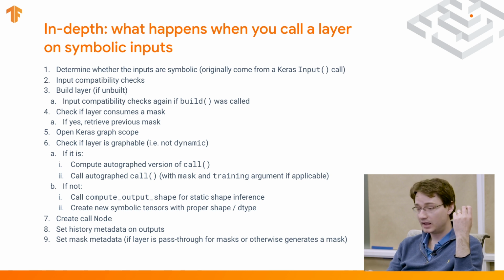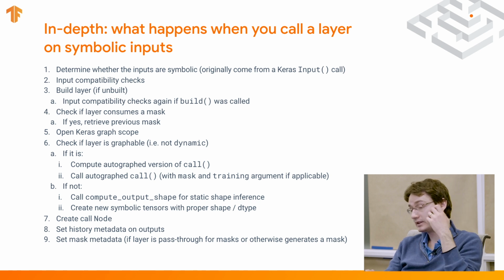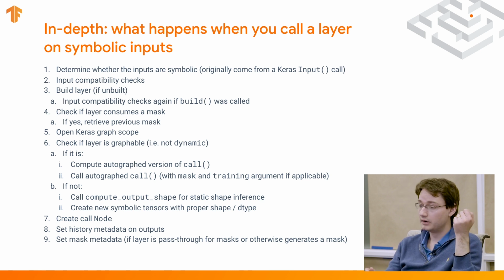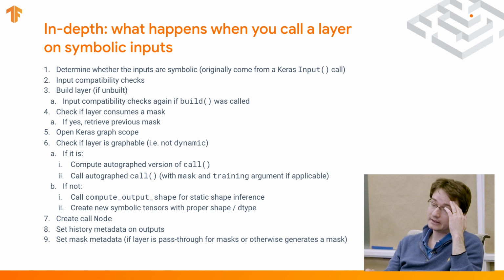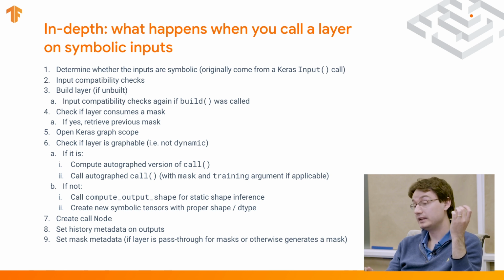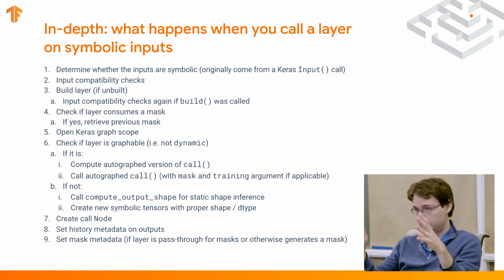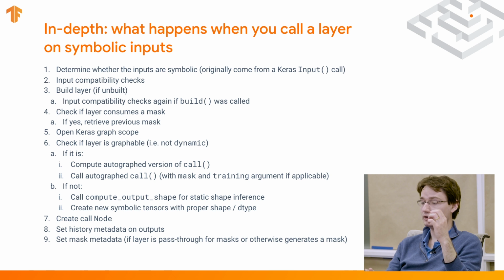In the rare case when the layer is declared to be dynamic, meaning that it cannot be converted to a graph, this is the case, for instance, for a tree LSTM layer and so on. So it's very niche cases. In that case, you will expect the layer implementer to have implemented static shape inference, so a compute output shape method that takes input shapes and returns output shapes for this layer. And you're going to use this static shape inference method to generate new symbolic tensors with the correct shape and dtype. And you're going to be returning that.